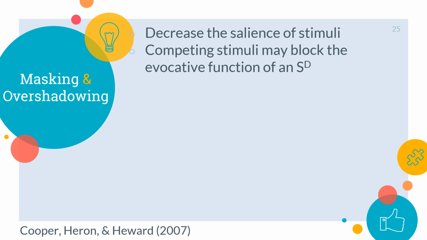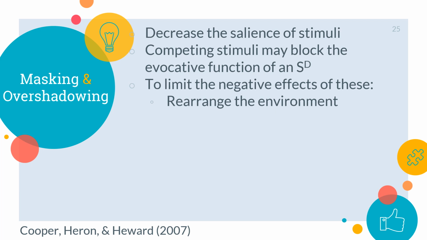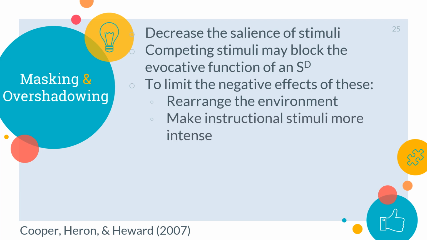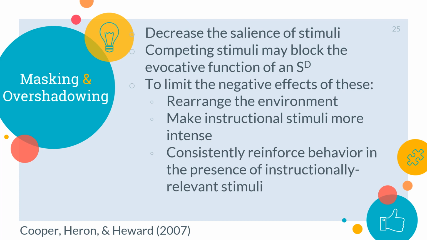Overshadowing is when one stimulus interferes with the acquisition of stimulus control of another stimulus. This could be seen if you were conducting trials in the hallway when other kids were there. The other kids may be more salient stimuli, visually and auditorily, and may overshadow your discriminative stimulus, such as sit down. To limit the negative effects of these, you could rearrange the environment, make instructional stimuli more intense, and consistently reinforce behavior in the presence of instructionally relevant stimuli.